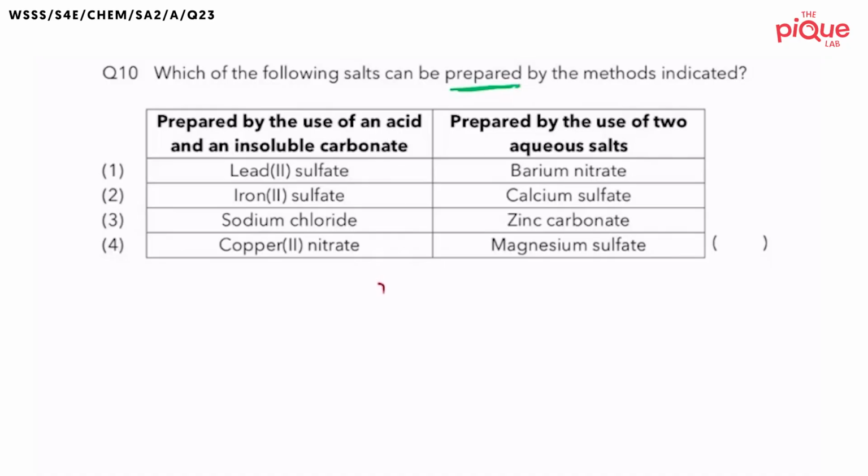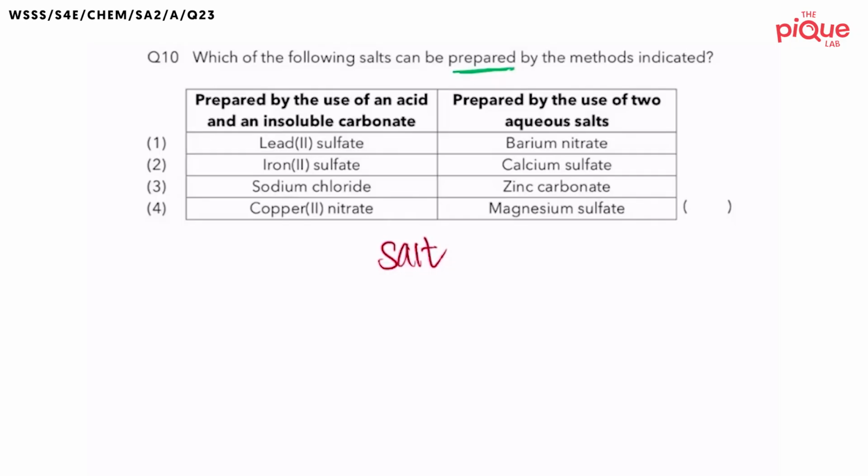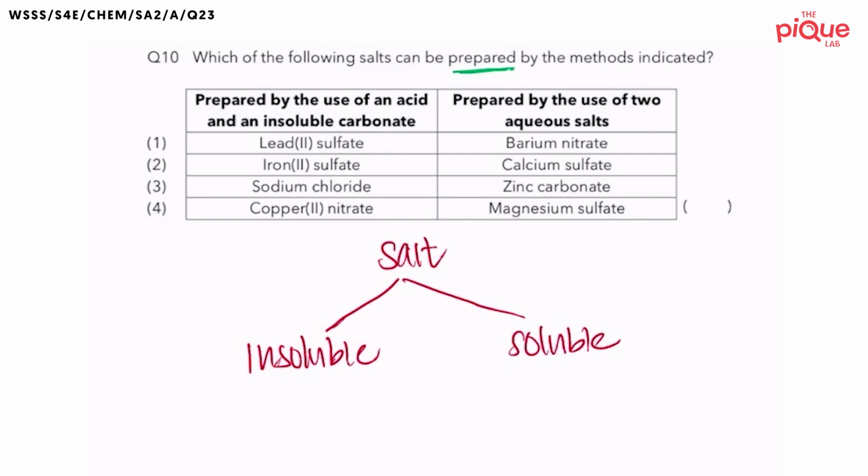So let us classify our salts first. In our salts, we have two main kinds that you should learn from your solubility table. The first kind is your insoluble salts, and your second kind is the soluble salts. Now, insoluble salts, are they going to be solid or are they going to be aqueous? Since they are insoluble, they will form solids. And what about soluble salts? Since soluble salts means they can dissolve in water, it means that we will form an aqueous solution.